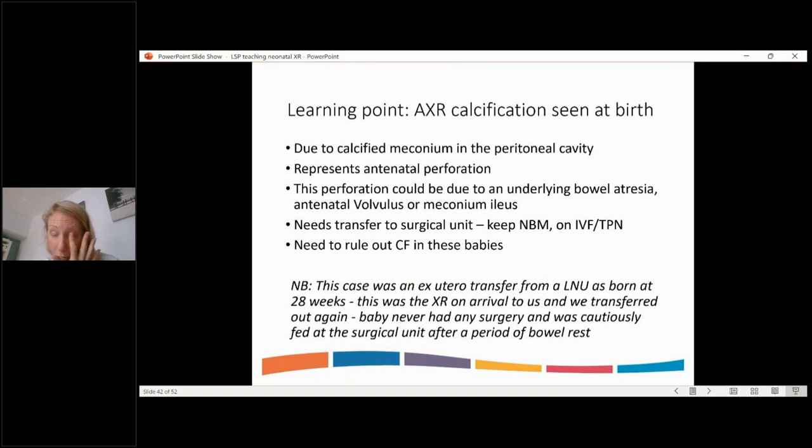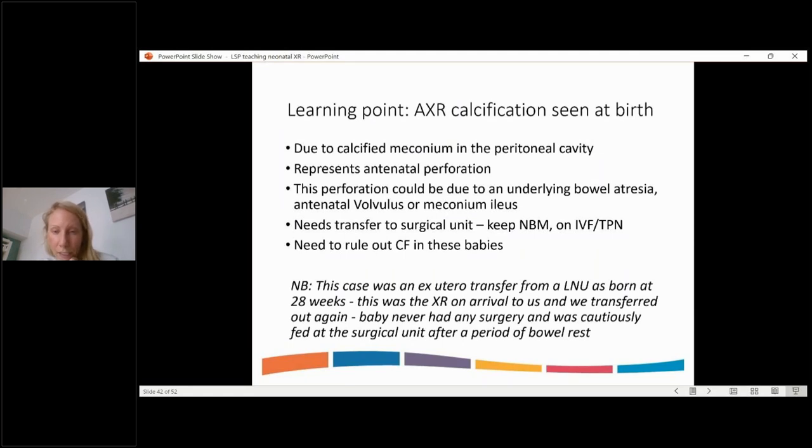So this baby needs to get to a surgical unit, and you need to keep them nil by mouth on IV fluids or TPN. And we need to particularly look out for CF, so cystic fibrosis, in these babies. For this baby, it was rather unfortunate because they were transferred to us, so I work in a medical level 3, so we accepted them for uplifted care as a standard preterm infant needing ventilation. And then that was the x-ray on admission. And we had to transfer out to a surgical unit because of this antenatal perforation.